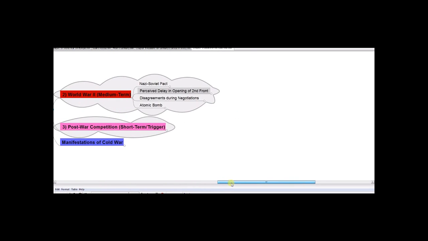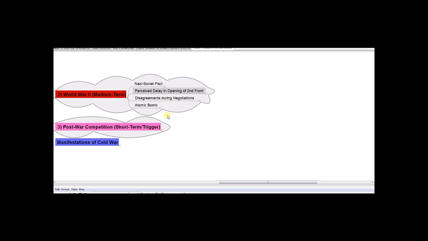If you remember, the Nazi-Soviet Pact was signed in 1939, just shortly before the Nazi invasion of Poland, which caused World War II. What it did was to increase the mutual distrust between the Western Allies and the USSR, simply because Stalin had agreed to sign a pact with the Nazis. This basically made the Western powers very distrustful of Stalin himself, and not just that, there was a perceived delay in the opening of the second front.